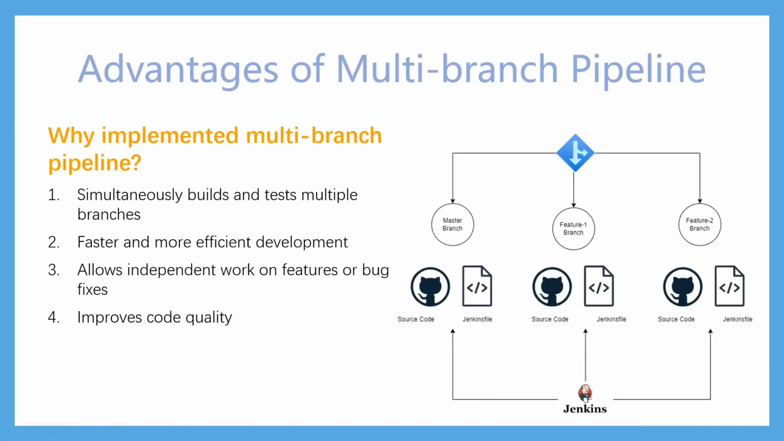An essential aspect of our CI/CD pipeline is the implementation of multiple branch pipeline. This enables us to simultaneously build and test multiple branches of our code base. It allows for faster and more efficient development. A developer can work on features or bug fixes independently without waiting for other branches to be merged.